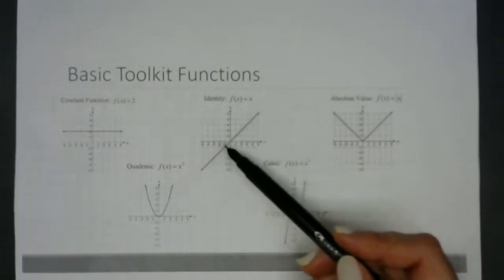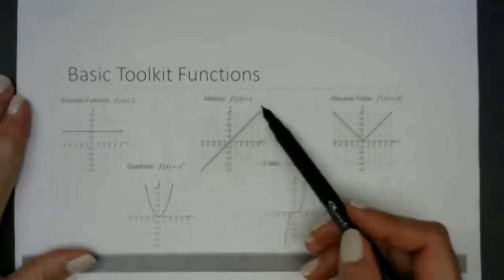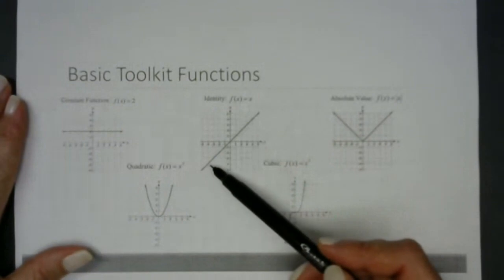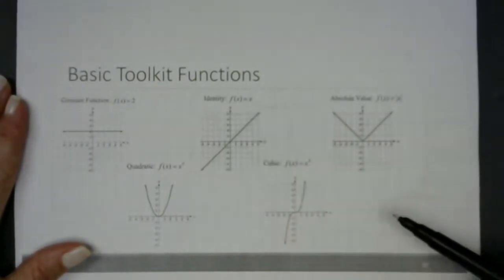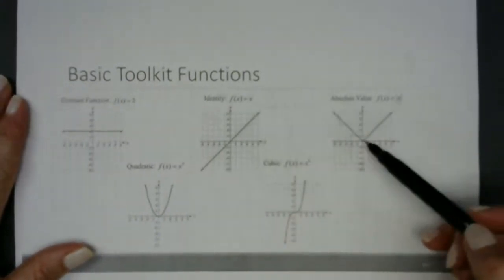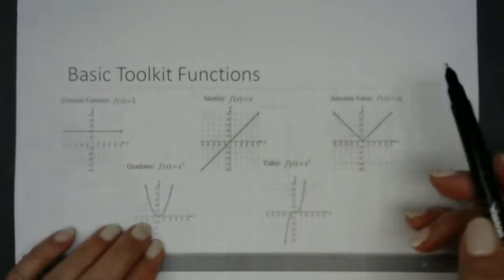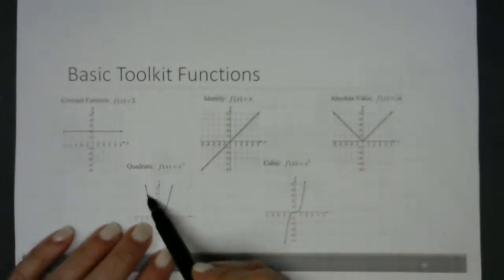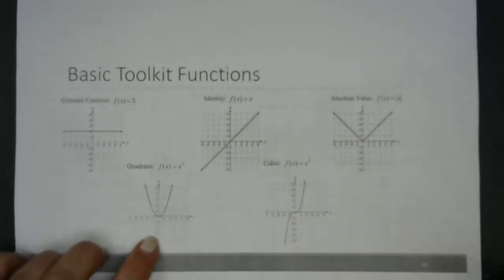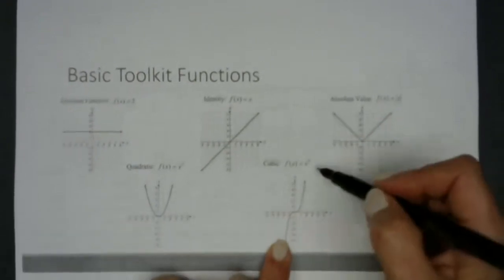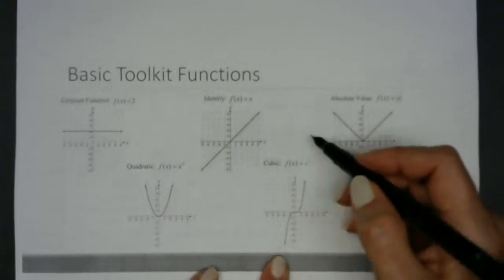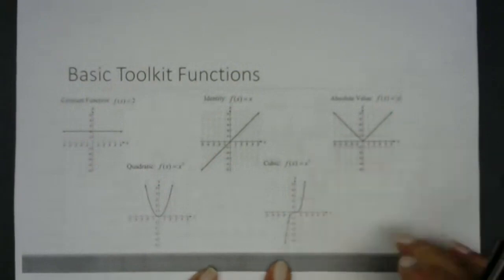this linear function where all the x and y coordinates are the same, the identity function. Right? The absolute value function looks like this, f of x equals the absolute value of x. We have the quadratic function, f of x equals x squared. It's a parabola sitting right on the origin. We have the cubic function, f of x equals x cubed. Okay, looks like this guy.